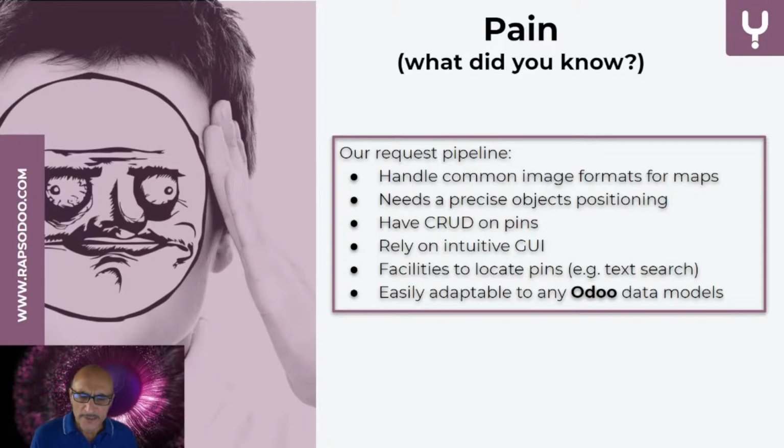Most importantly, it had to be adaptive, so to cover other future projects and different kind of Odoo models, so to have good value for our company as well.